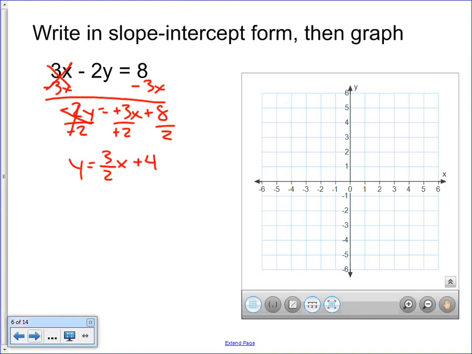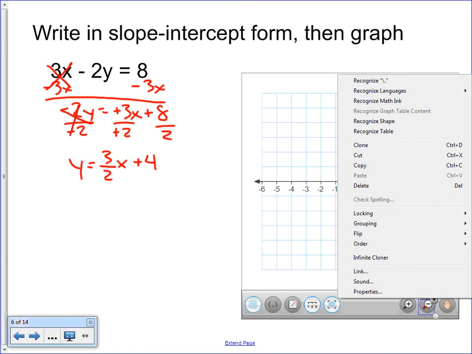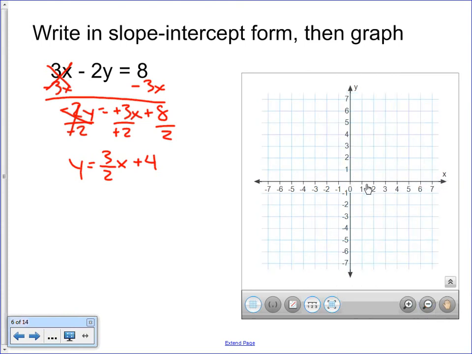We're going to use that to graph this. So we're going to use our little shortcuts. So I think I'm going to zoom out here a little bit. So remember, this number here is your y-intercept, so we start at 4. We got to go up 3 and over 2 to that point there. And there is my graph. So using what we learned in the previous video.